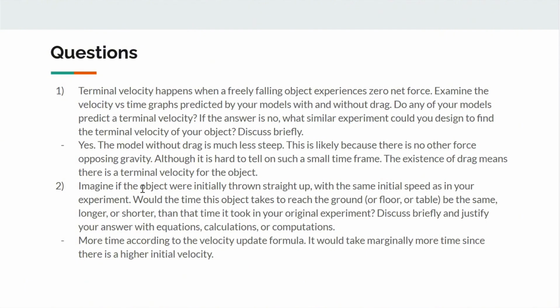Imagine if the object were initially thrown straight up with the initial speed in your experiment. Would the time the object takes to reach the ground be the same, longer, or shorter? So, of course, this would take more time, and this is based on the velocity update formula. Since it's going upwards for longer, the initial velocity is higher in the y component, meaning that the time of the movement is longer.